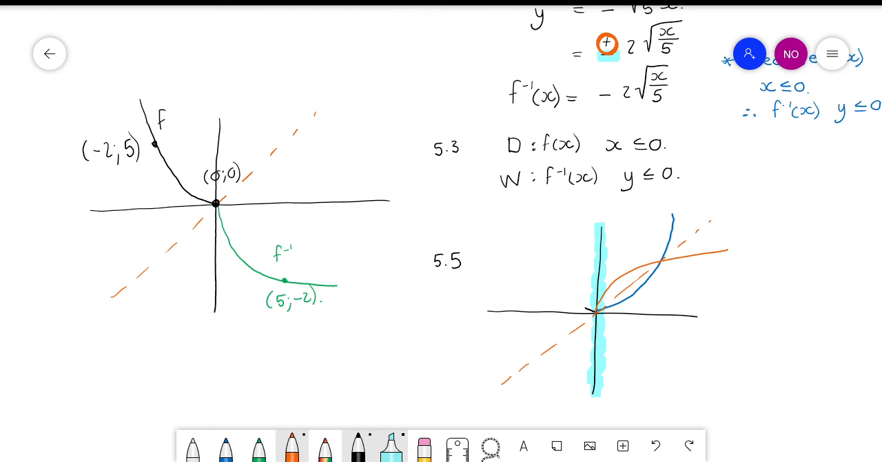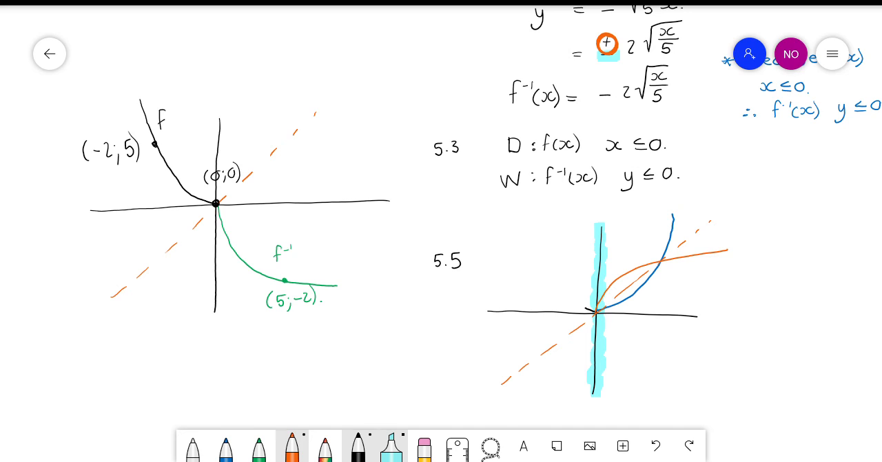Nee, dis dieselfde parabool waarvan ons die invers gekry het, maar hierdie keer was hy nou net beperk tot x groter as of gelyk aan 0. So you don't have to do the whole thing again. You already have, almost want to say, the basic equation for the inverse of the parabola function, but now it is limited to positive y values, not negative y values as the original one was.